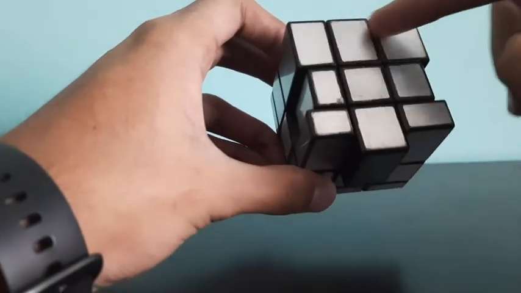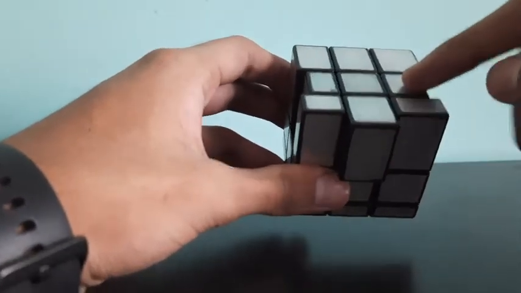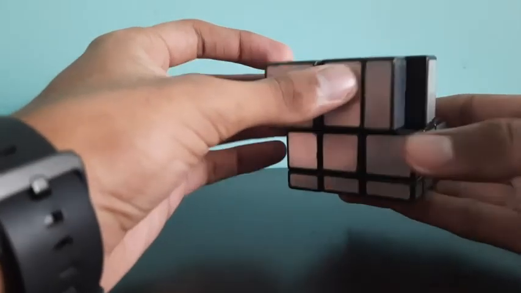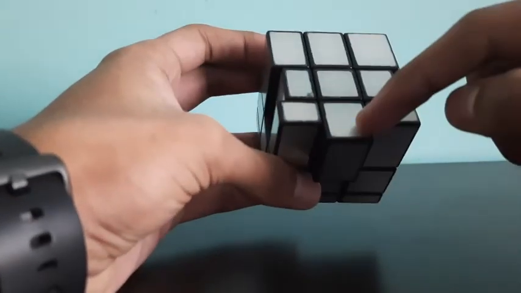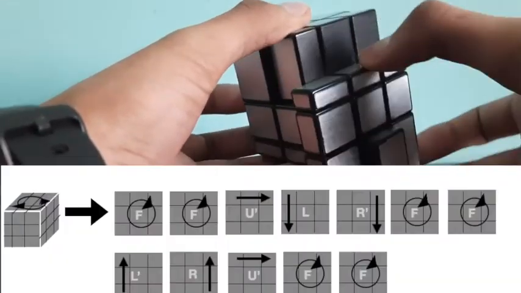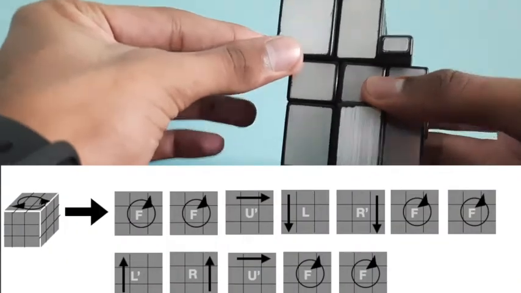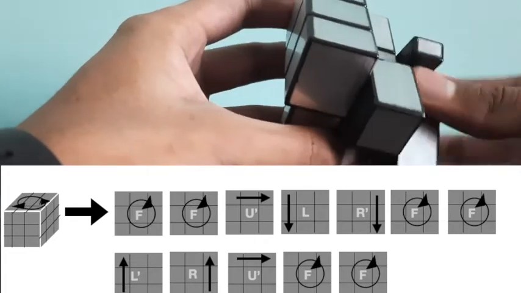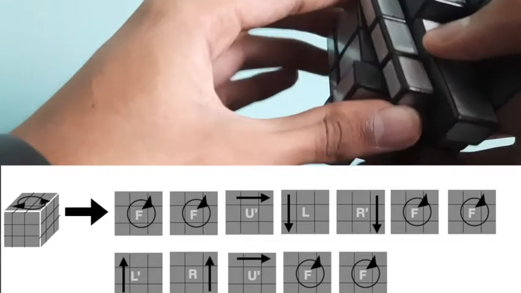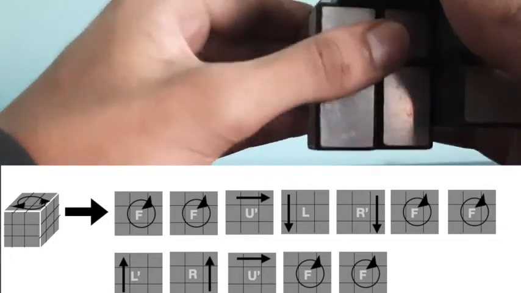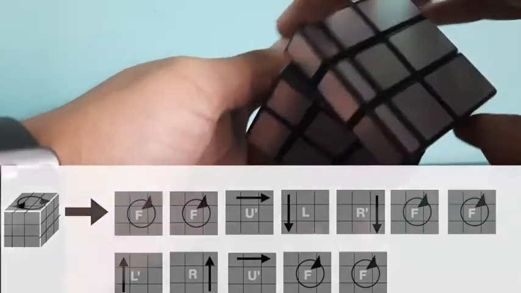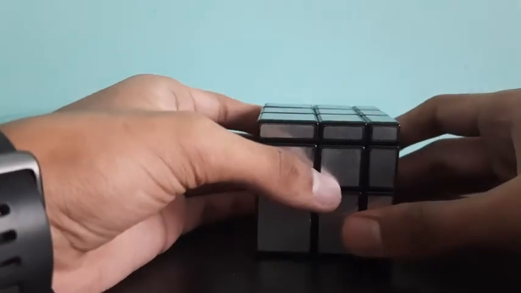So we have solved one side, and now this piece needs to come here. We can check. Yeah, this piece fits here. So it needs to go anti-clockwise. So the formula goes like F2 U' L R' F2 L' R U' and F2. So we have solved the cube.